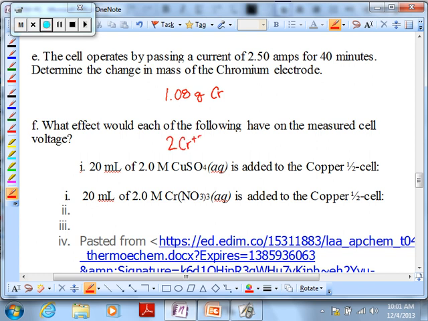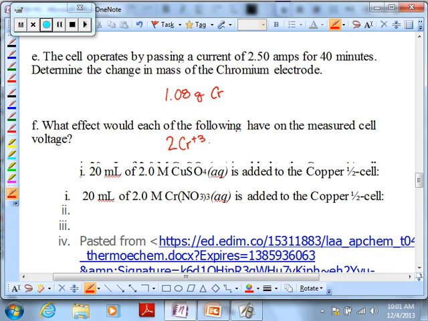So what was our equation from part A? 2Cr plus 3Cu plus 2 yields 3 Cu plus 2 Cr plus 3. Okay. So the first one is, what if you added 20 milliliters of 2 molar copper sulfate to the copper half cell? So 2 molar, is that higher or lower?